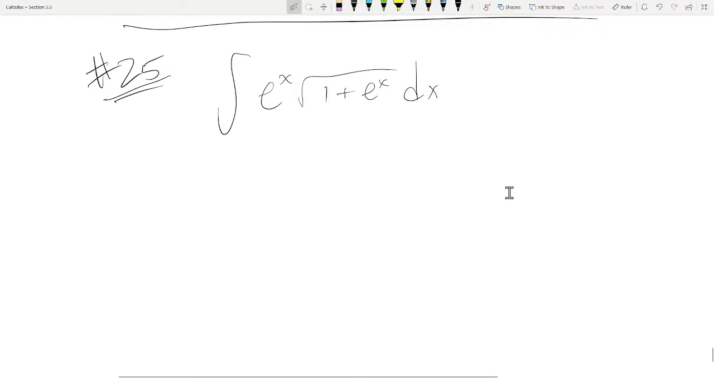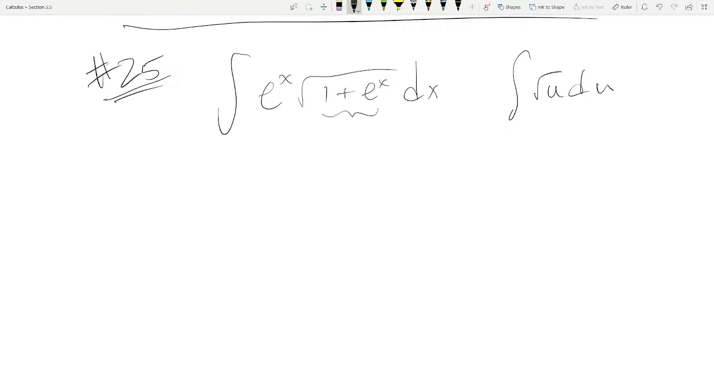Starting with number 25. This is on page 414, section 5.5. After you've seen a few of these, if you've been watching my videos, then hopefully you see that square root, you immediately think, gee, I wish I could do this one. That's the one I know. So how would I do that?